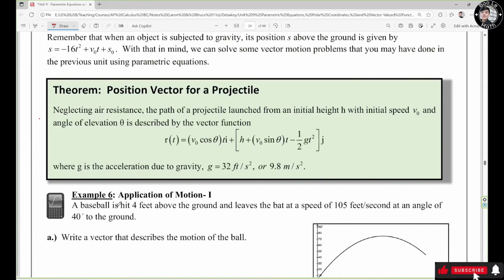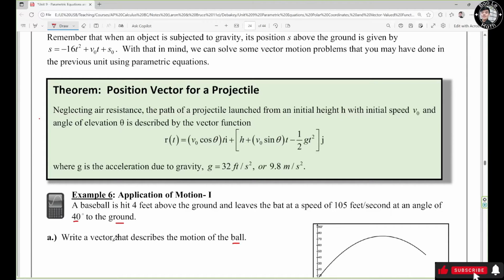Now let's move on to example number 6. A baseball is hit 4 feet above the ground and leaves the bat at a speed of 105 feet per second at an angle of 40 degrees to the ground. Write a vector that describes the motion of the ball.